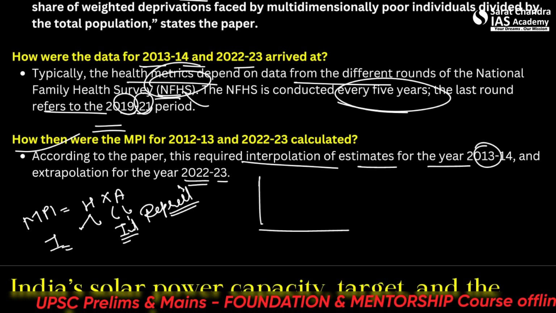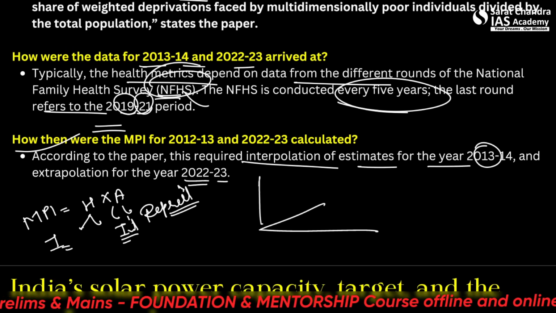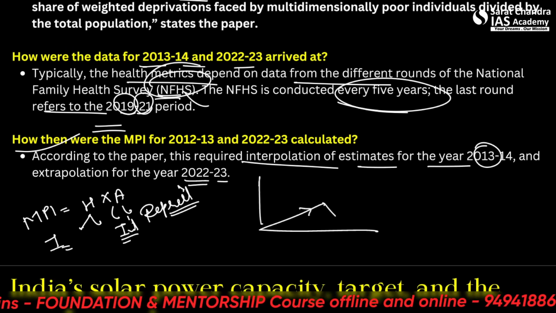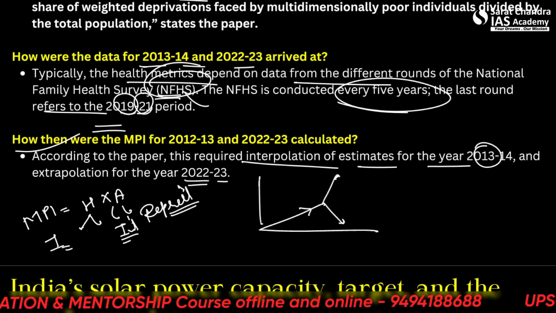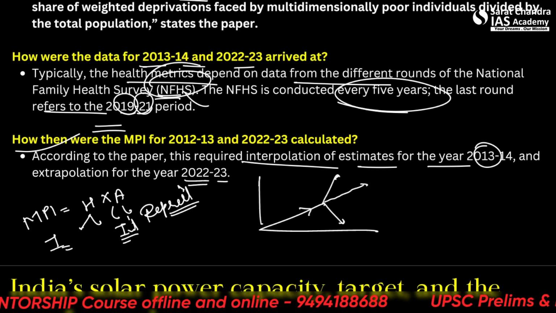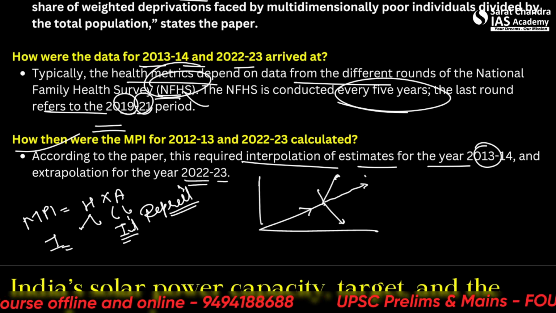Now, extrapolation is what? Let's say this graph is going this way, then we already know the trajectory of the graph. We cannot say that it will suddenly go like this or suddenly go like this. So extrapolation will be like this. So this will be extrapolation.